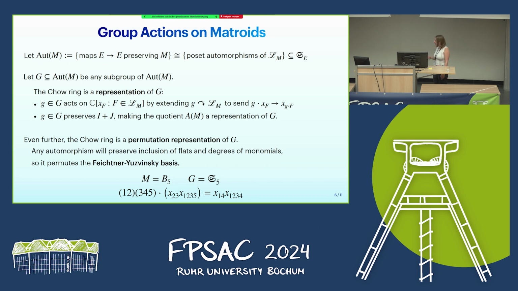And we can see an example here. Let's act on a basis element of the Chow ring of the Boolean matroid of 5 elements, right? I act on it by something in S5. I get something that is still a monomial.